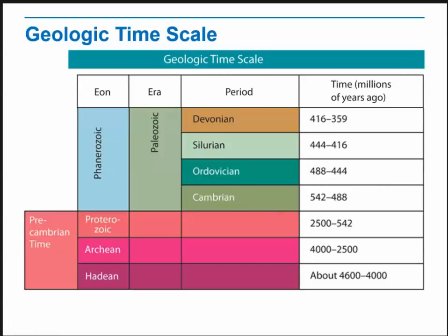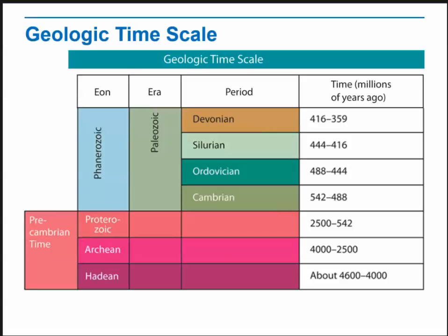Geologists now recognize 4 eons. The Hadean eon, during which the first rocks formed, spans the time from Earth's formation to about 4 billion years ago. The Archean eon, during which life first appeared, followed the Hadean. The Proterozoic eon began 2.5 billion years ago and lasted until 542 million years ago. The Phanerozoic eon began at the end of the Proterozoic and continues to the present.